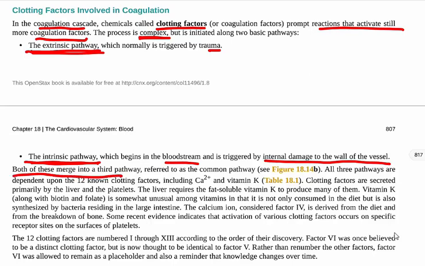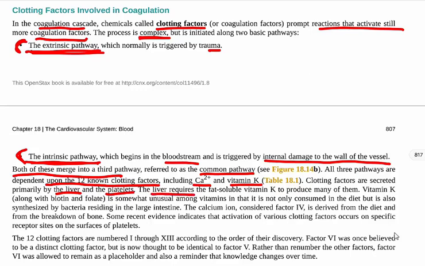Both of these, the extrinsic and intrinsic, merge into a third pathway, which is referred to as the common pathway. So we have intrinsic, extrinsic, and then the common pathway. All three pathways are dependent upon the 12 known clotting factors, which includes calcium and vitamin K. So the clotting factors are secreted primarily by the liver and the platelets. So we already talked about how the platelets secrete some of them, and we'll talk about that again.